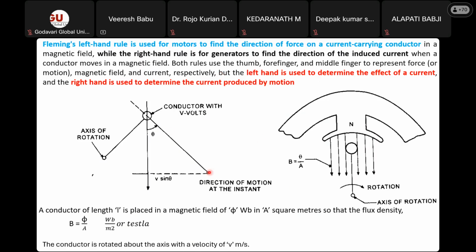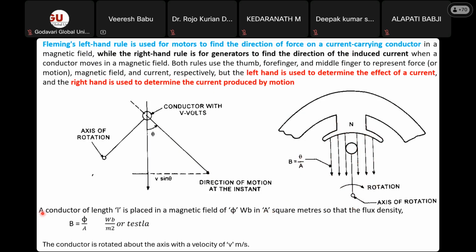For that, some explanation is shown again on how this is determined. This is your north pole, and you can see the axis of rotation. It rotates like this. Now the flux density: B = phi/A, that is, the magnetic flux divided by the area of cross section.